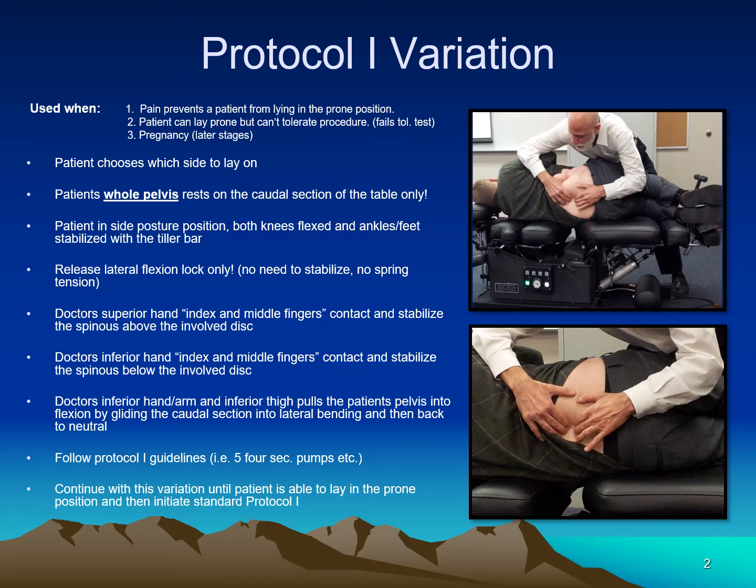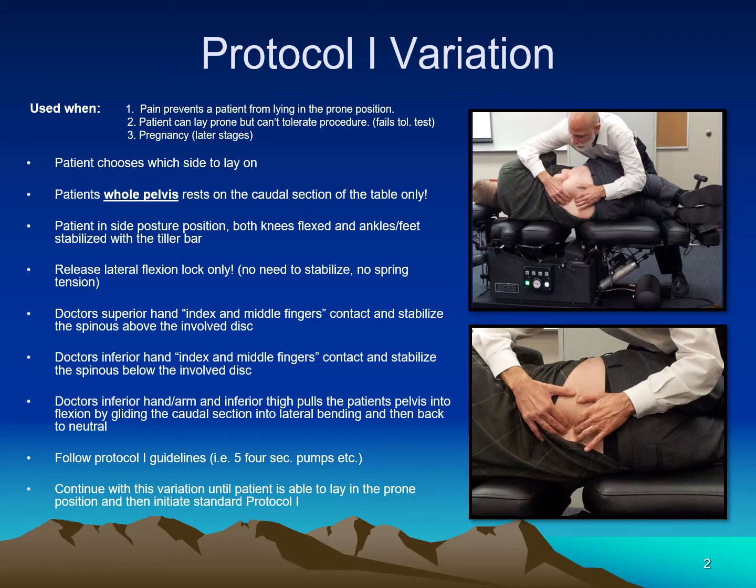All right, number two is the patient can lay prone, but they fail the tolerance test. So in other words, you cannot find a treatment start point for that patient. And then number three is the latter stages of pregnancy when you have a large abdomen with a little baby in it. And of course, the mommy's not going to want to lay prone on it. So you would do this on the side.